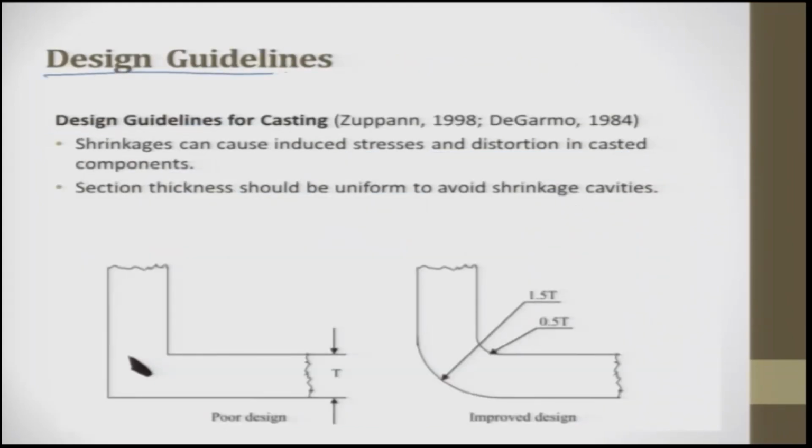So, some of the design guidelines. For casting, the shrinkage can cause induced stresses and distortion in casting components. With section thickness, if you have an abrupt change, you will not have uniform cooling. So, there is a possibility a defect might be caused, and there can be a lot of internal stresses. In order to avoid it, whenever you do casting, you give a radius and avoid the sharp edges, so that you get better performance, and shrinkage is also not there.